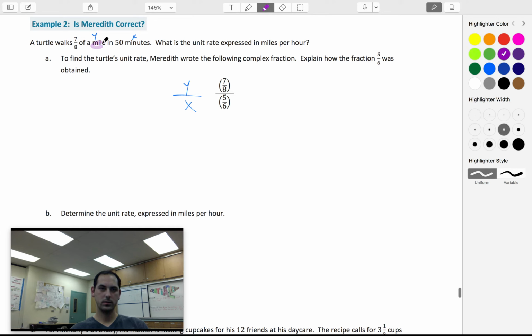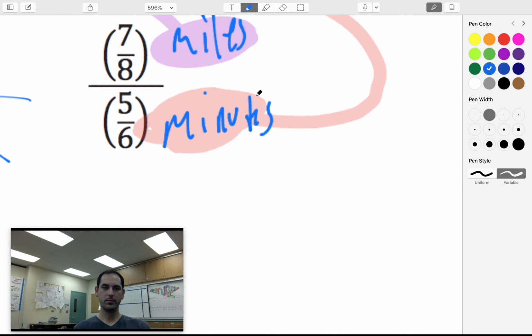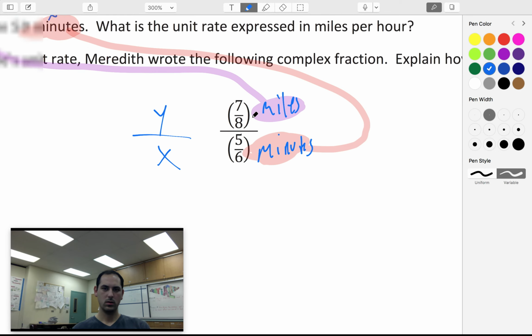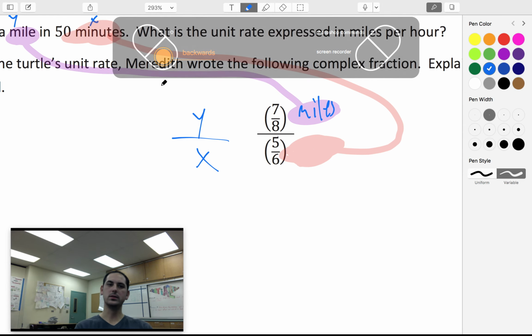your miles should go over here, and your minutes should go over here. So this is miles, but this is minutes. But even the problem brings you to a dilemma. You have 5/6 minutes. So why would I write 5/6 minutes? That's not the same number as 50. So maybe I don't label this minutes any longer.